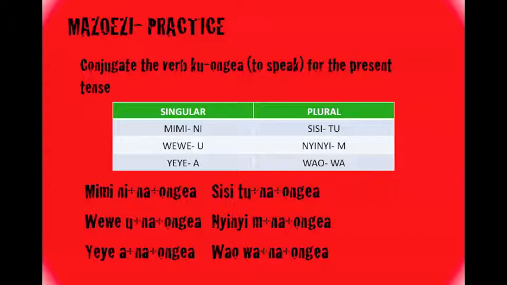Wewe unaongea Kiswahili. Yeye anaongea Kiswahili. Sisi tunaongea Kiswahili. Nyinyi mnaongea Kiswahili. And wao wanaongea Kiswahili. So that's it. Now you're ready to conjugate virtually any verb in Kiswahili.